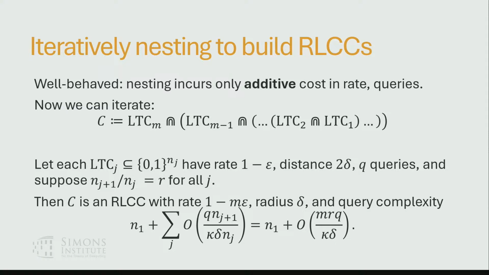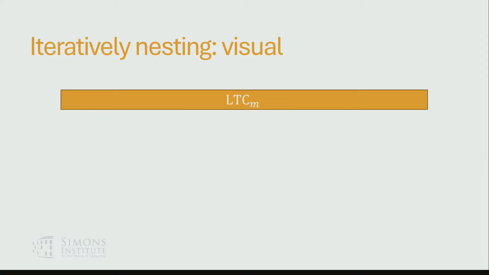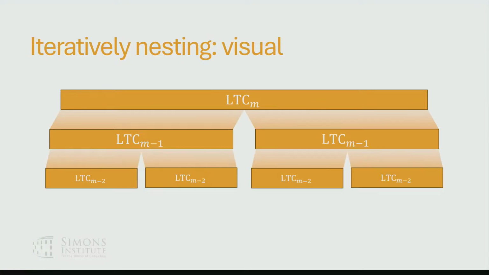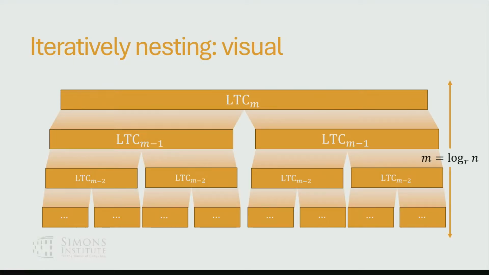Right, and just to visualize what happens when you nest these m LTCs together, you're going to start with this largest LTC, and then take the intersection with these blocks of the next smallest LTC, and then you just keep going. And the depth of this tree will be log n, with the base being the factor by which the block length grows at each level.